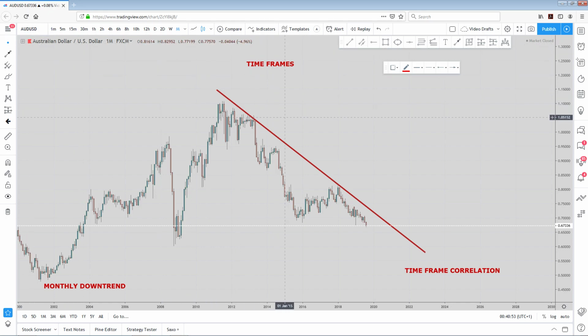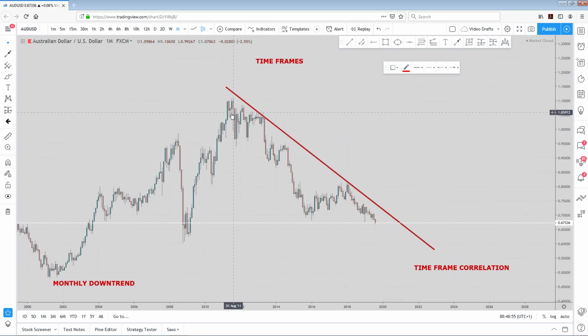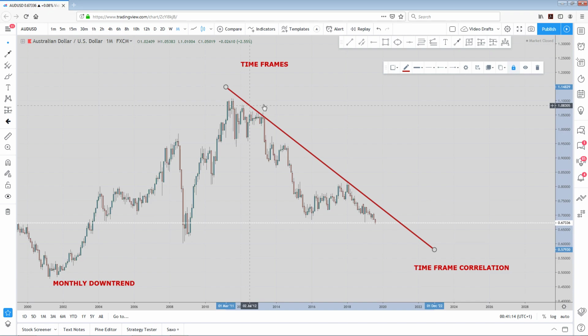So right now I have everything hidden. I just want to look at the candlesticks, and we're going to talk about time frames in this lesson. Okay, so right now we are on the monthly time frame, and all I did was draw a trend line. Okay, I'm just going to delete this and do it with you guys again.